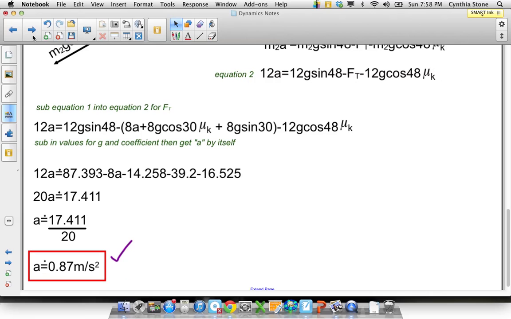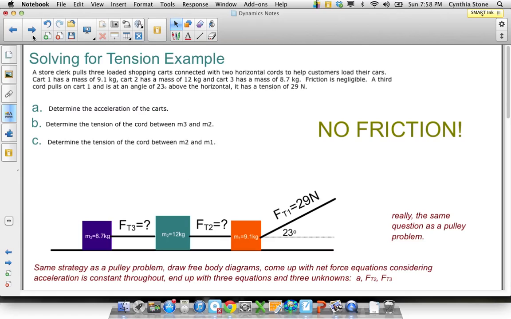Okay? All right, last example is not a pulley, but I thought it was worth doing. It's specifically solving for tensions, and I like it because I've got 3 masses. So imagine you've got 3 shopping carts all attached, and they're connected by horizontal cords. And I'm pulling up on an angle, or pretend I'm the store clerk, and I'm applying 29 newtons. We're assuming there's no friction in these carts. The wheels are brand new, and they work great. So there's no friction, and I want to find the acceleration, this tension, and this tension.